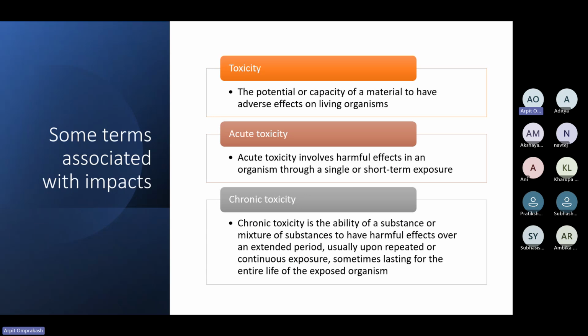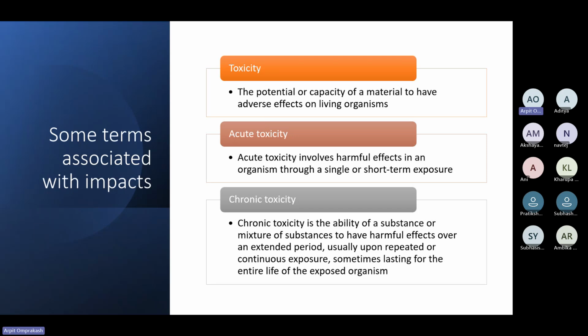Toxicity is the potential or capacity of a material to have adverse effects on living organisms. Acute toxicity basically means harmful effects in an organism through a single or a short-term exposure. So short-term exposure and quickly you develop symptoms, or single exposure and you see symptoms. So that is called acute toxicity. Chronic toxicity is basically the ability of a substance or a mixture of substances to have harmful effects over an extended period, usually upon repeated or continuous exposure, sometimes lasting for the entire life of the exposed organism.